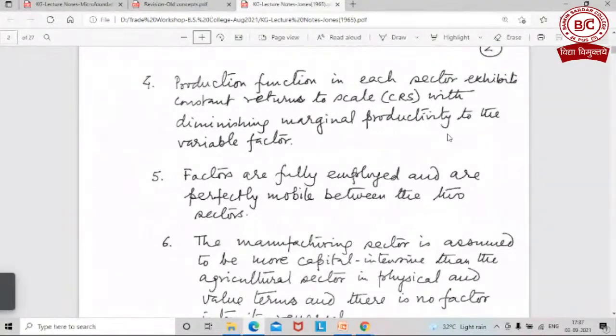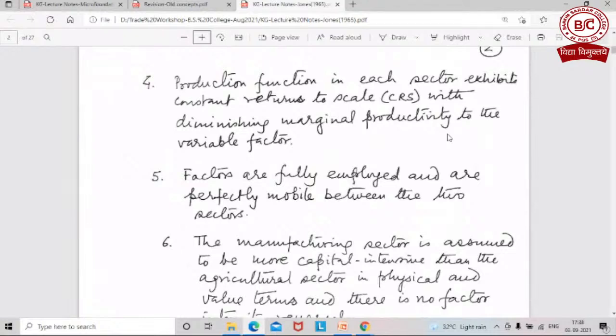Sir, can you please explain this assumption once more? Especially which part is not clear to you? I have not explained physical and value yet, but I have explained that the manufacturing sector is more capital intensive than the agricultural sector. When I said capital intensive, what does it mean? It means the capital labor ratio of the manufacturing sector. Is it okay to you? Yes, sir. The capital labor ratio of the manufacturing sector is more than the capital labor ratio of the agricultural sector. Yes, okay. Thank you, sir.